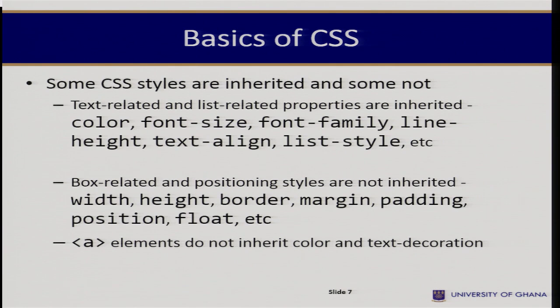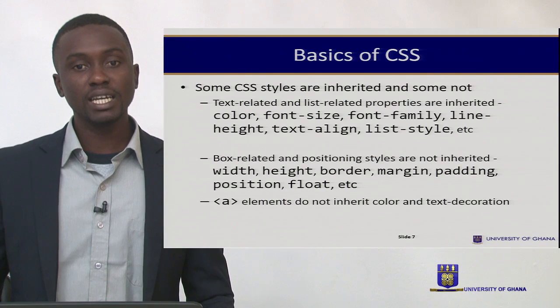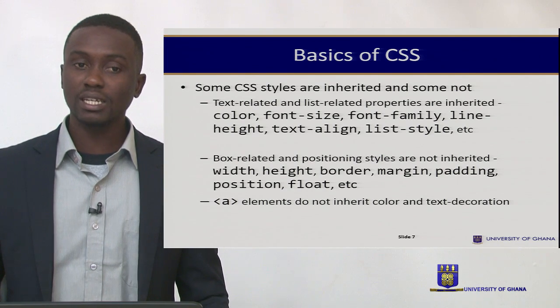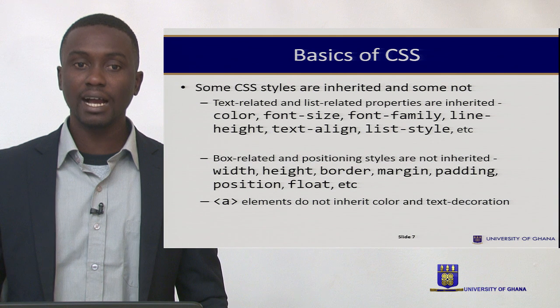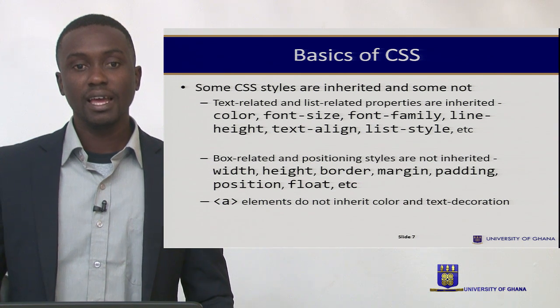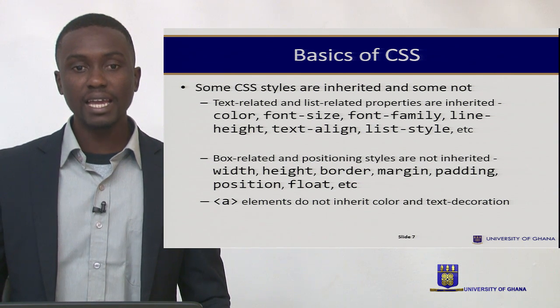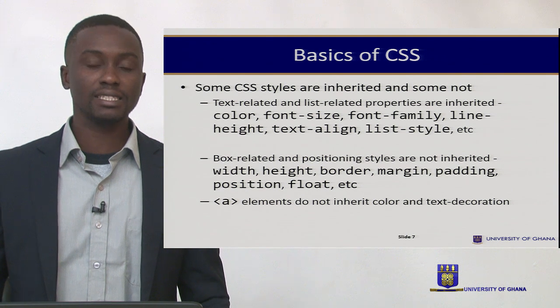Some CSS styles are inherited and others are not. Examples of the ones that are inherited are the color, font size, text align, list styles, and so on. Box-related and positioning styles are not inherited. The width, the height, the floating, the positioning, and the padding are not inherited. And the anchor tag, which is the A tag, does not inherit color and text decoration.